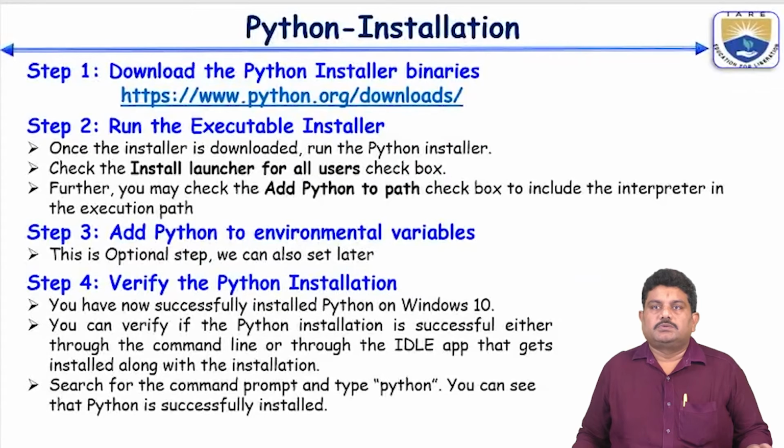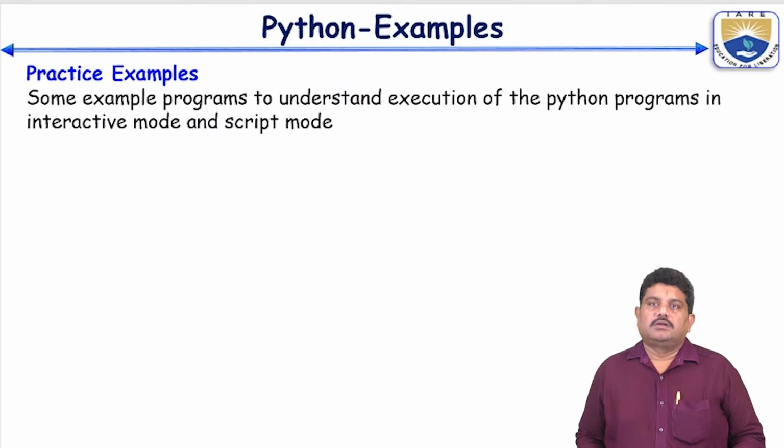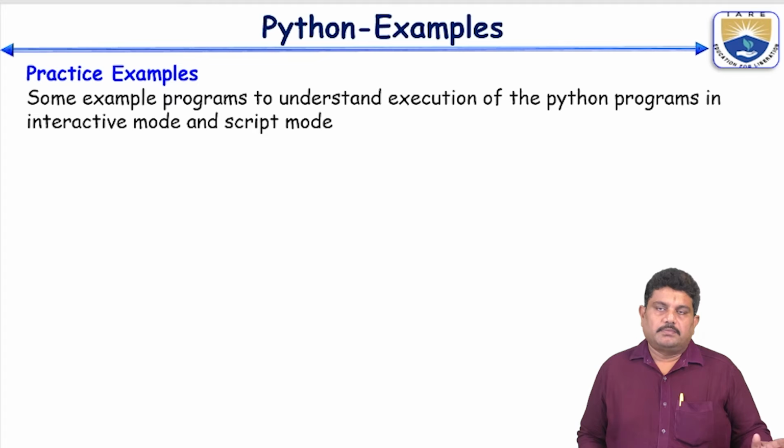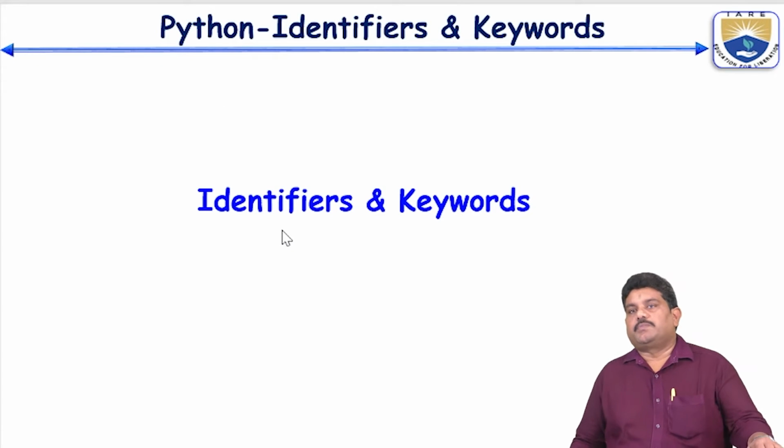Now we'll move on to the next topic. We learned how to install and how to execute programs in Python IDLE, and at the same time at the shell command prompt. So now we will see the next topic: identifiers and keywords in Python.